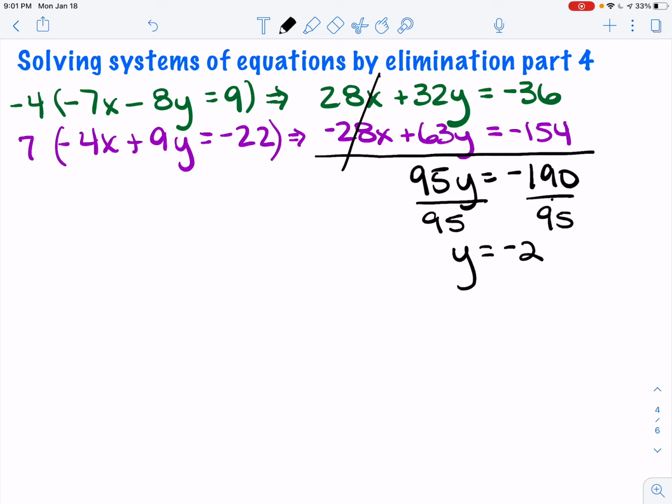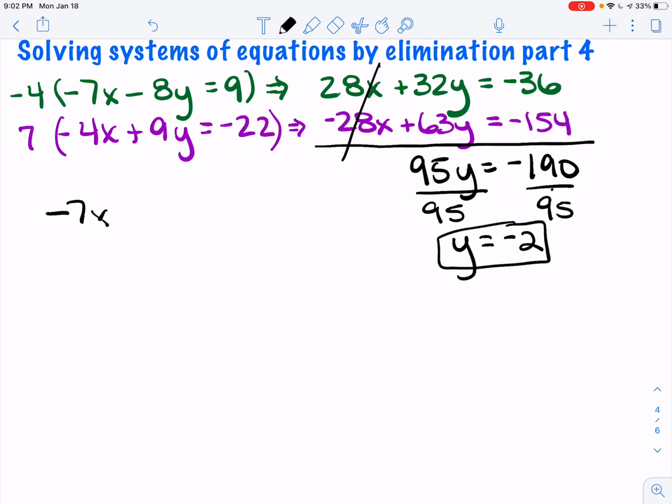All right, awesome. Now I've got to take this negative 2 here, and I have to substitute it into one of my equations. It can be one of the original equations, or it can be one of the new equations. So I'm going to go back to the original equations, and I'll choose the top one. So I have negative 7x minus 8y equals 9. That was my original equation. So I'm going to take this negative 2, and I'm going to substitute it in where y is. So negative 7x minus 8 times negative 2 equals 9.